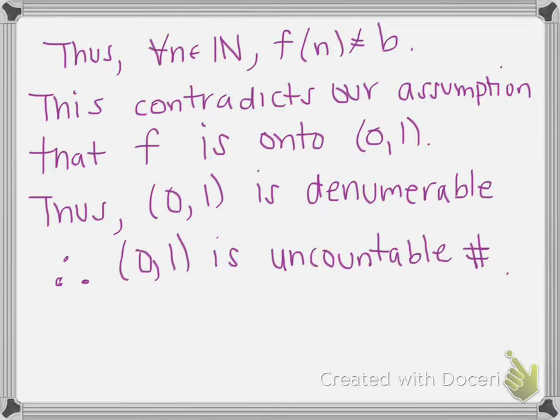All right. So thus, for every n in the naturals, f of n will never equal B, okay? And so this contradicts our assumption that f is onto (0, 1). Thus, (0, 1) is denumerable is false, and therefore (0, 1) is uncountable, okay? Definitely, I know you probably need to go back over that. It's interesting, but once you get it, it's quite beautiful, actually. Okay, let me go on.